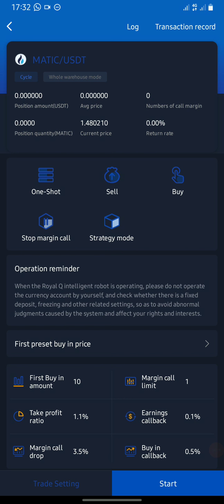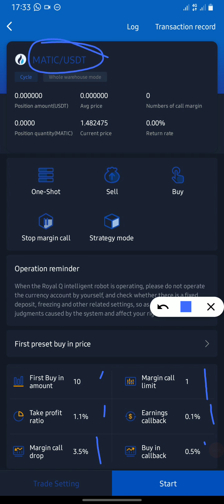Good. You can see the differences now in the pages. Excuse me. Yeah, here. You know, we had 000 there before. Now this is the instruction given to this robot to trade Matic for me. This is the Matic coin here, Matic USDT. It will be trading Matic for me inside my Huobi account, and it will be following this instruction.